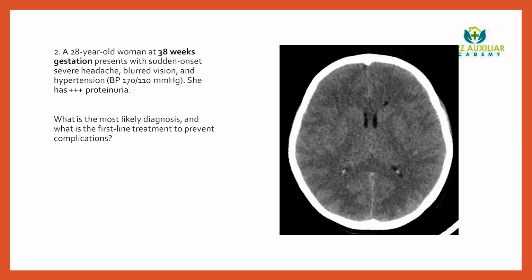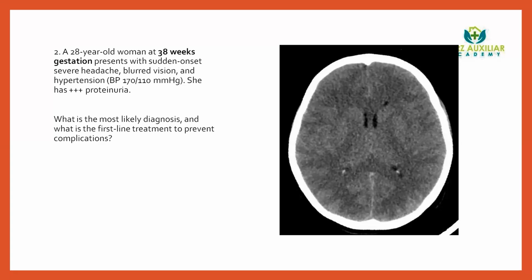The CT brain shows that although there is still gray matter and white matter differentiation, there might be features of mild brain edema. So our first line now to prevent complications is to control the blood pressure, to put the hemodynamic support and put the patient in a monitored area like a high dependency unit or ICU.